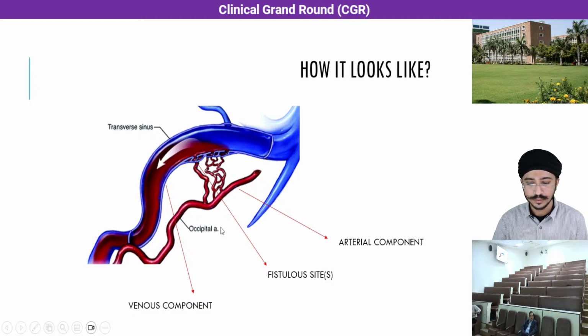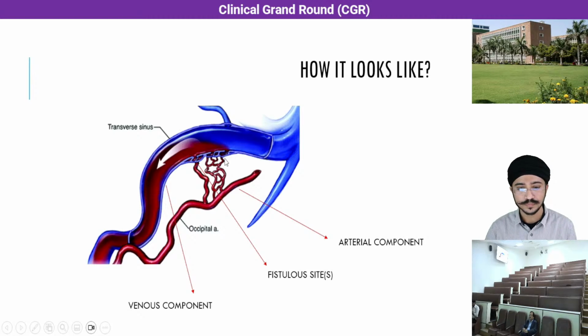Again, another image in which we can see that there are three components of a dural AV fistula: an arterial component, the fistulous site, and then there is a venous component. The arterial component here is represented by the occipital artery. Then we have a fistulous component, the abnormal connection of occipital artery branches with the transverse sinus, and the venous component is the transverse sinus itself.